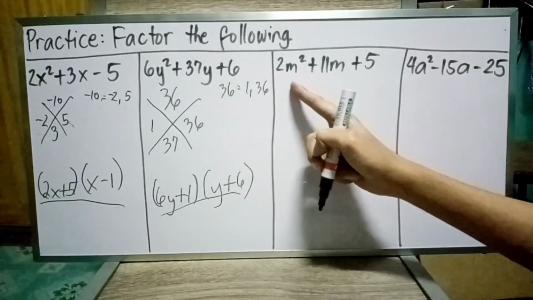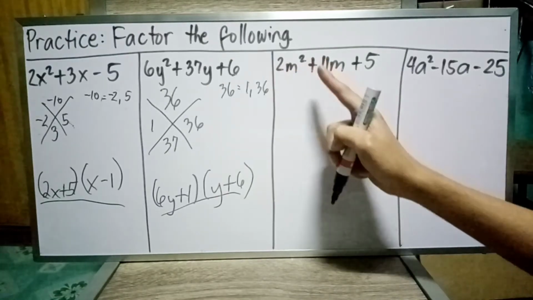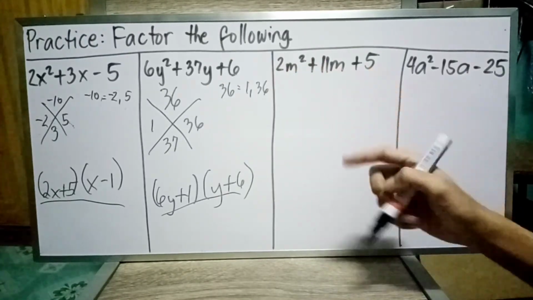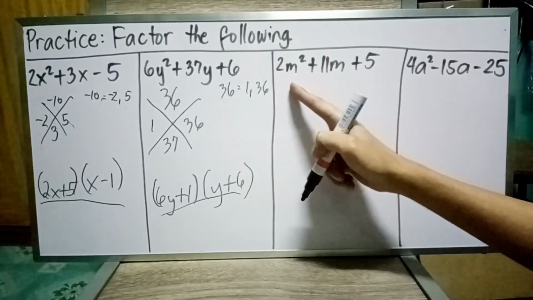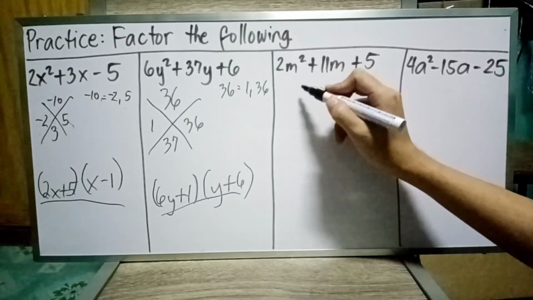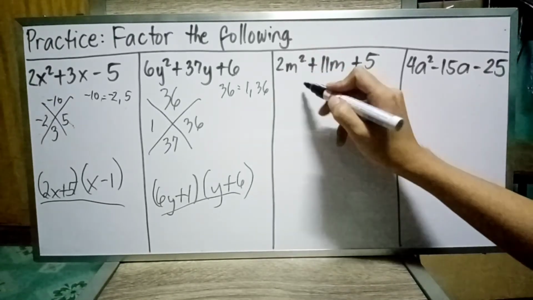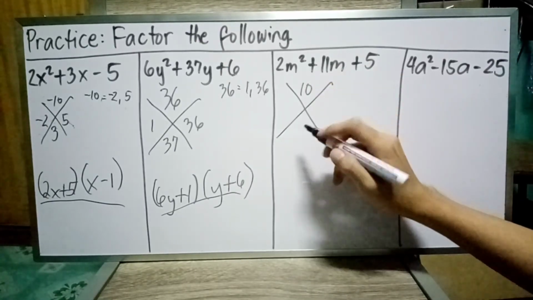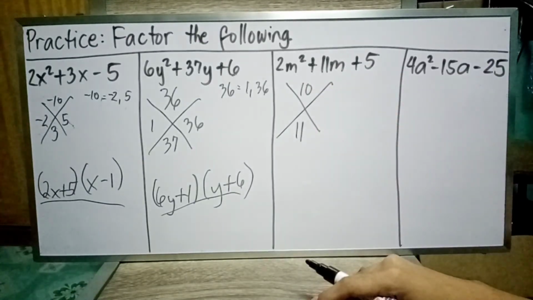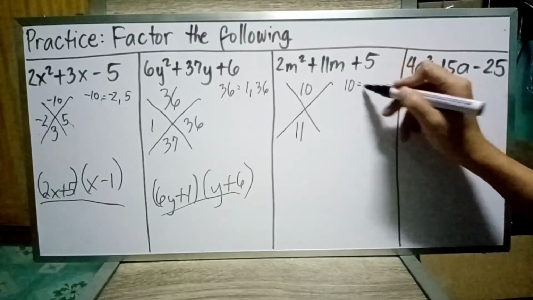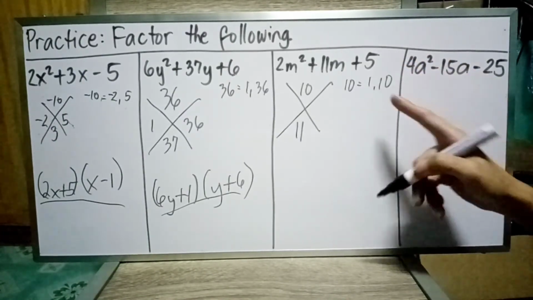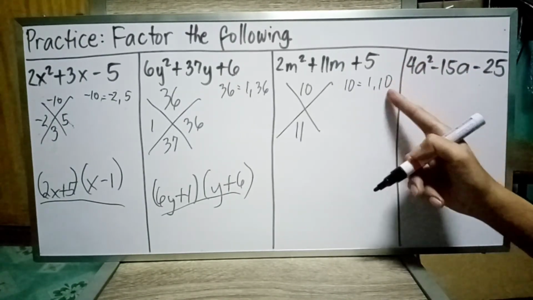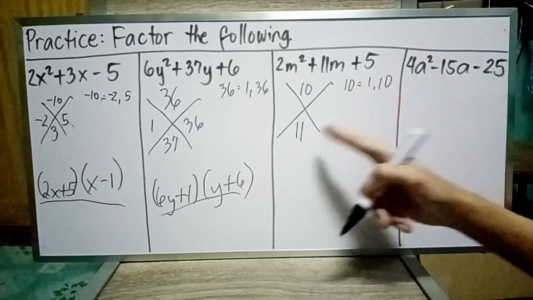Next, 2m squared plus 11m plus 5. So multiply the coefficient of m squared by your constant. So 2 times 5, that is 10. So we're looking for the factor of 10 that will give you the sum of 11. So 10 factor is 1 and 10. So 1 times 10 is 10. 1 plus 10 is 11.